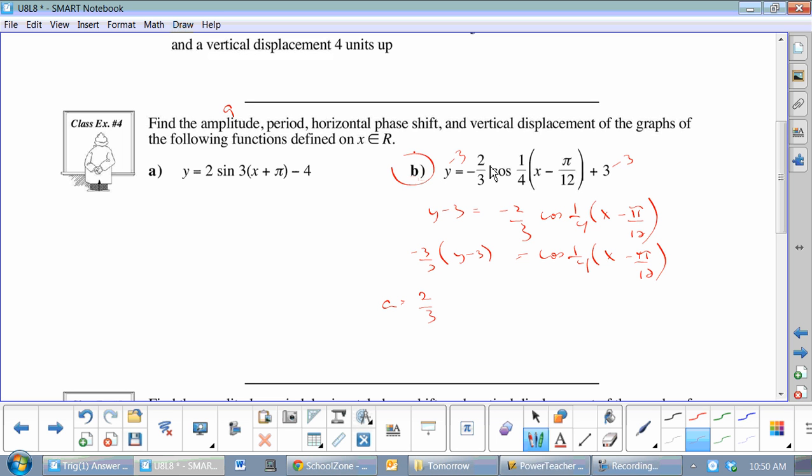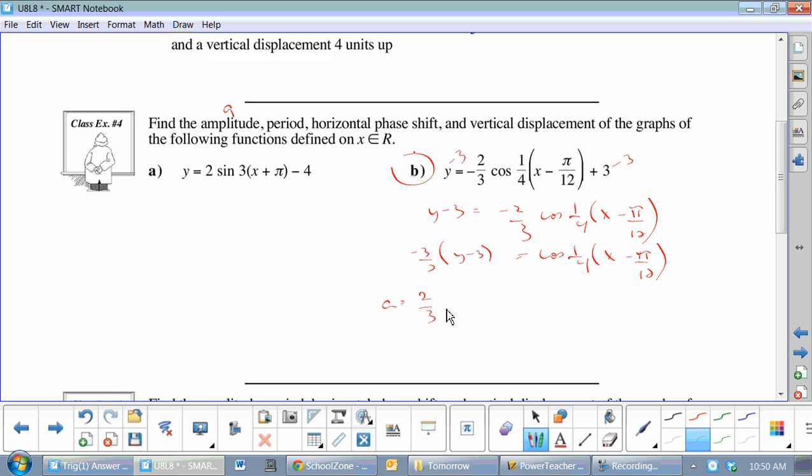So, two wrong answers are 3 over 2. And what is the other wrong answer that I'm going to get a lot of? Negative. Do you have a negative stretch? No, the negative deals with the reflection.